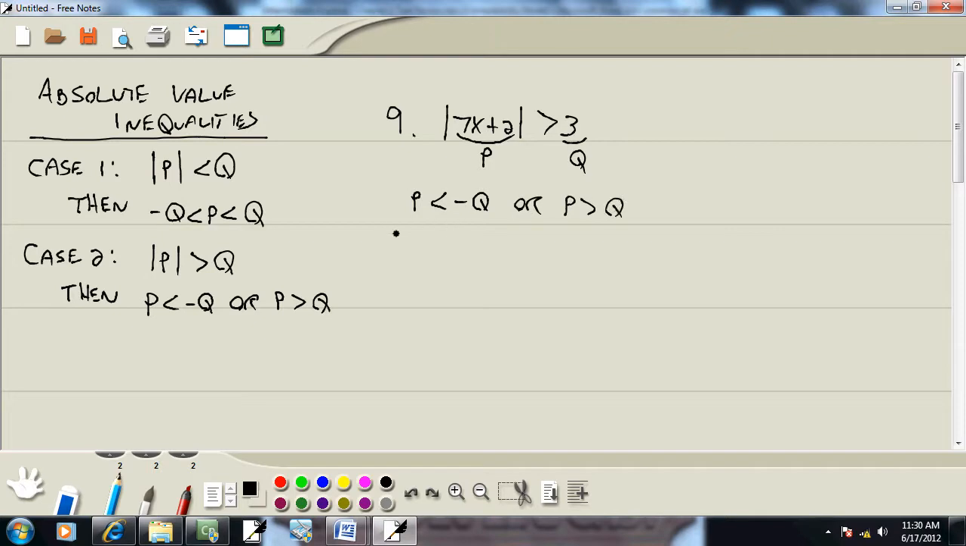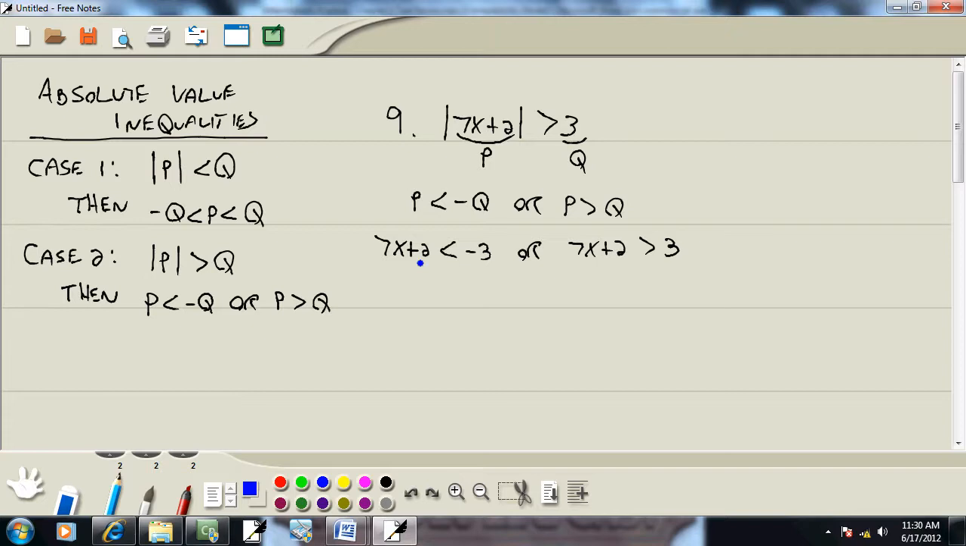So wherever we have a P, we'll plug in 7x plus 2, and wherever we have a Q, we'll plug in 3. So we got 7x plus 2 is less than negative 3, or 7x plus 2 is greater than a positive 3. Now we want to solve each one of these down separately.